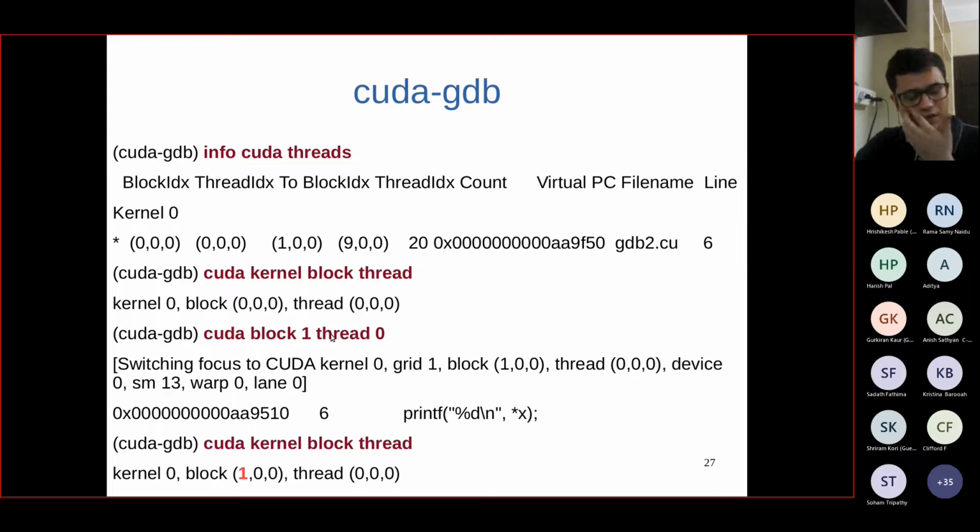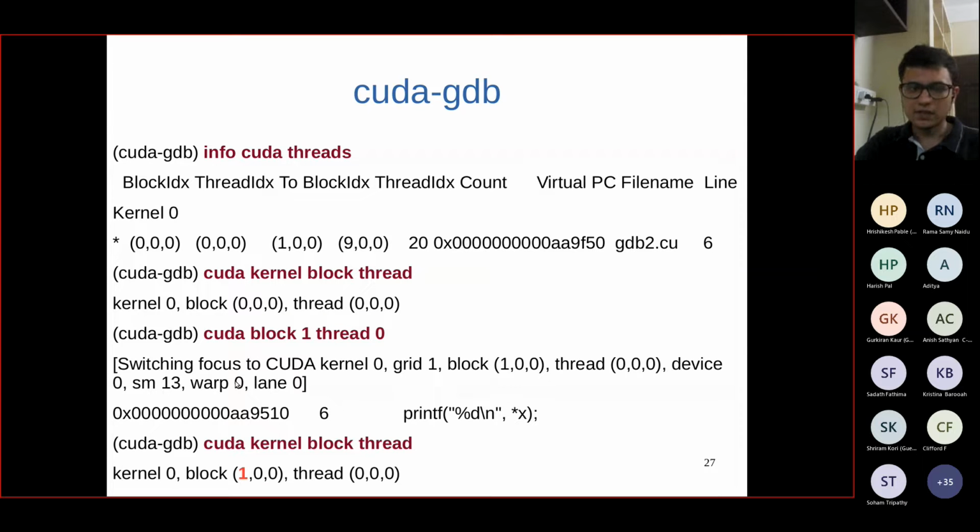And in order to switch the focus, we can specify the block and thread to which we want to switch the focus. So cuda block 1 thread 0 will help us in switching the focus from block 0 thread 0 of the kernel 0 to block 1 thread 0 of the kernel 0.